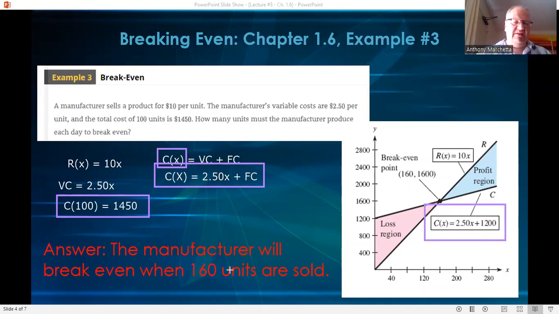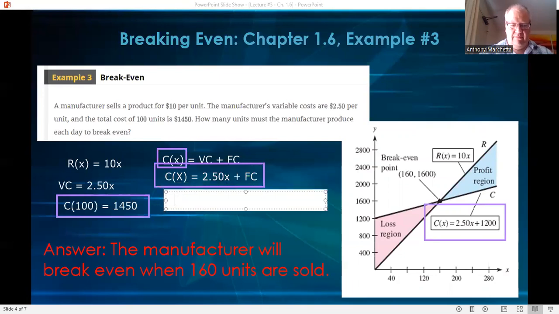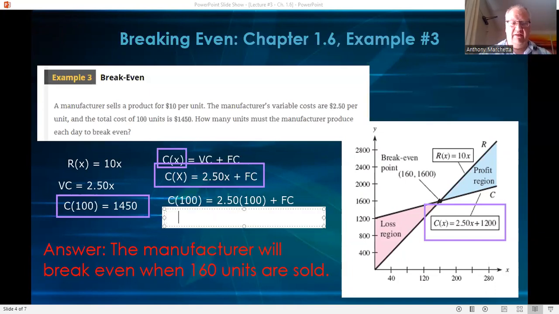So if I know C of X is that, and I said C of 100 is this, then what I could do is write out a new equation here that says C of 100 equals 2.50 times 100 plus the fixed cost, which I don't know, looking like that. Now, I can use this idea of C of 100 equals 1450 to replace the left side. And by the way, I know what 2.50 times 100 is. It's 250.